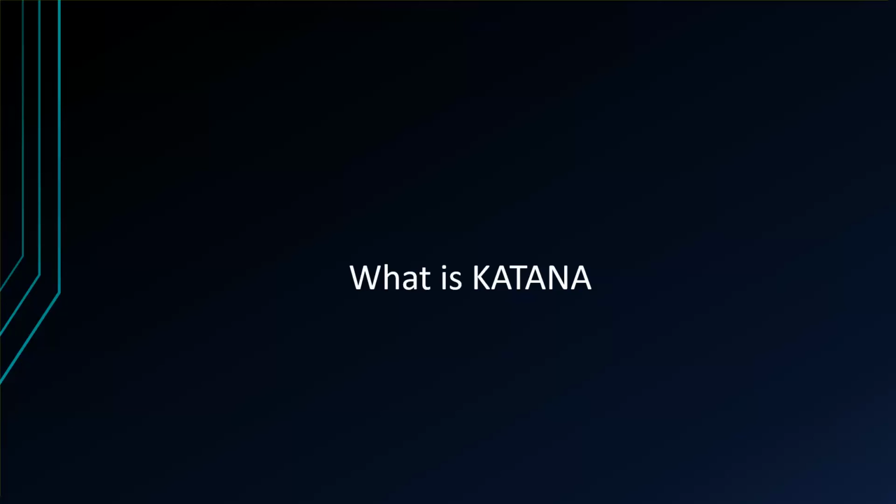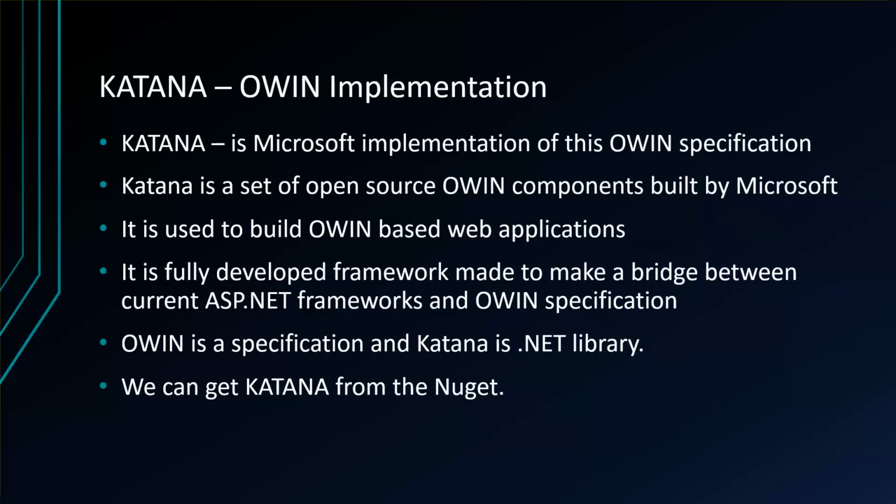So what exactly is Katana? Katana is the Microsoft implementation of the OWIN specification. That means OWIN is a specification, and Katana is the implementation from Microsoft. Katana is a set of open source OWIN components built by Microsoft. It is used to build web applications. Now onwards, we can design and develop web applications with it. It is a full developer framework made to build a bridge between the current ASP.NET frameworks and the OWIN specification.